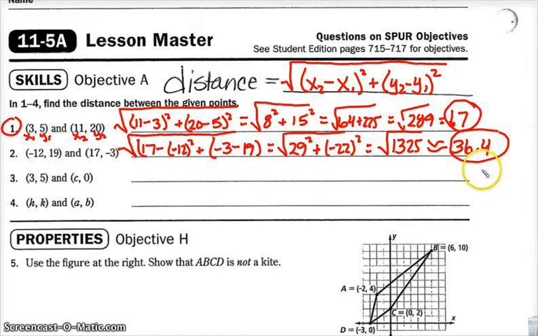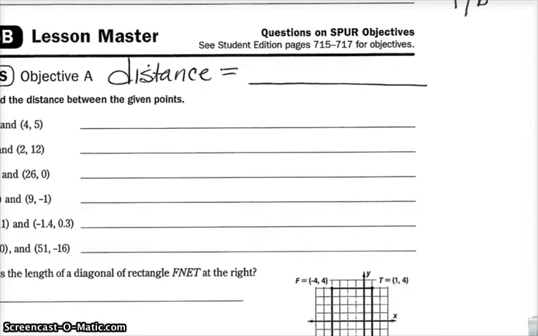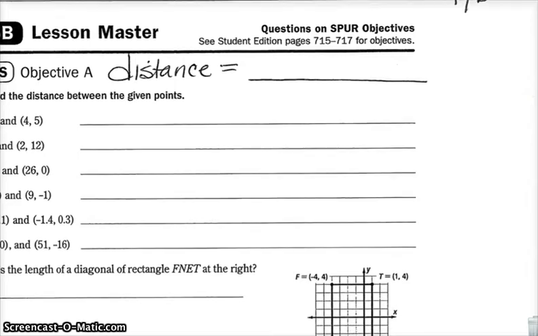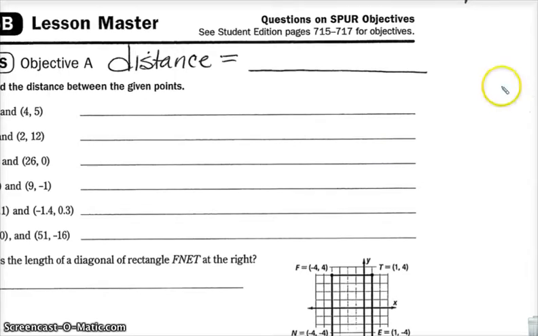All right, now it's your turn. I'd like you to turn to the next page, 11.5b. I want you to try questions 1 and 2. When you're ready, go ahead and check your answer.